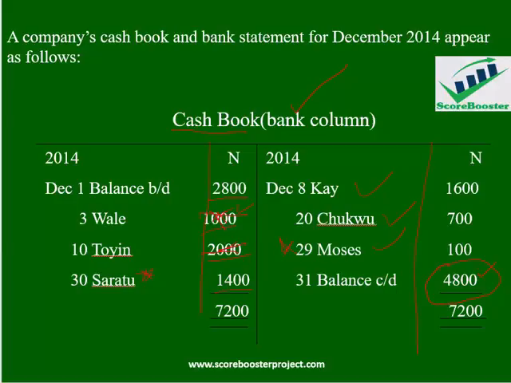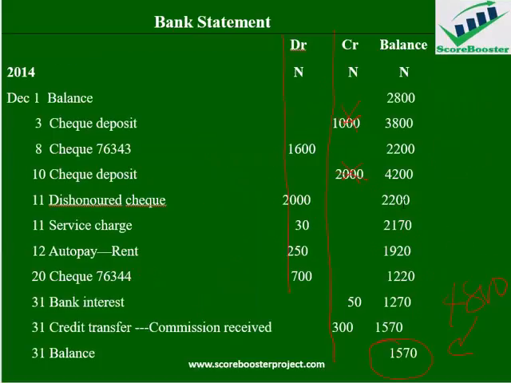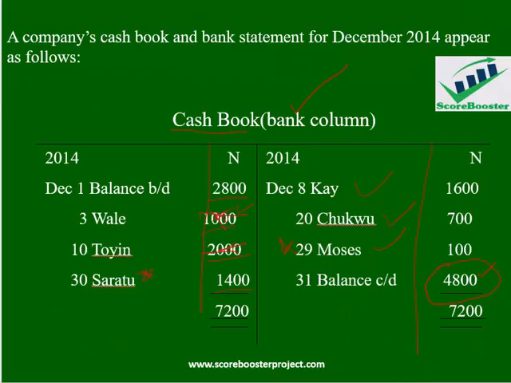Then Sarah 2, I gave Sarah 2 1,000. Sarah paid us 1,004, and I debited my account. Then if I go to the bank statement, I should see it here. I didn't see Sarah 2, so I have a problem with Sarah 2. Let's take note of that. It means the bank has not credited this money in my account, but I've already debited it in my cash book. Sarah 2 is one of my major concerns.